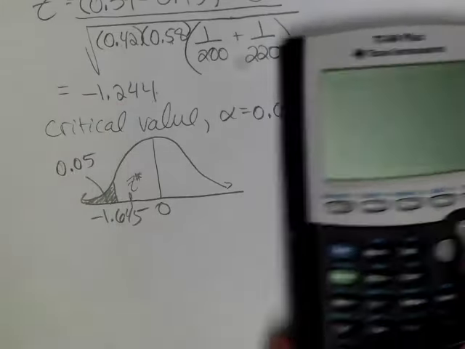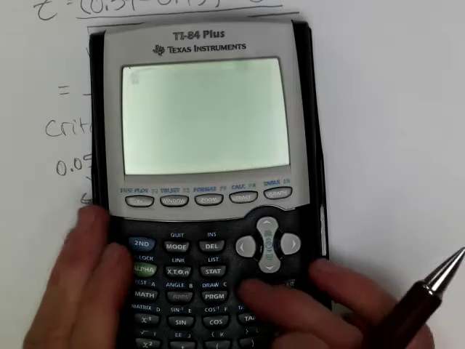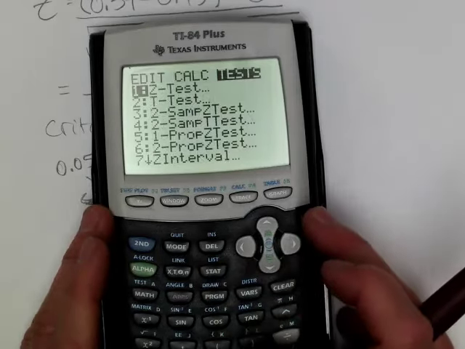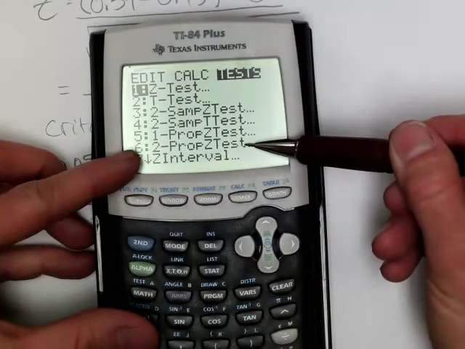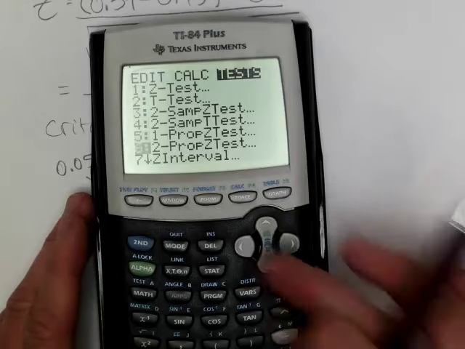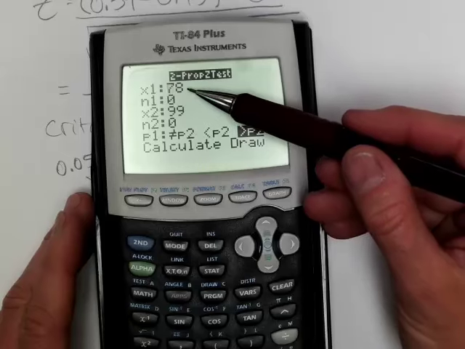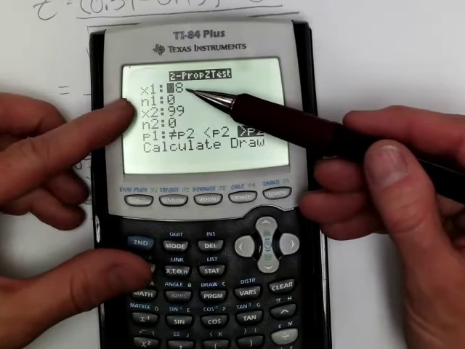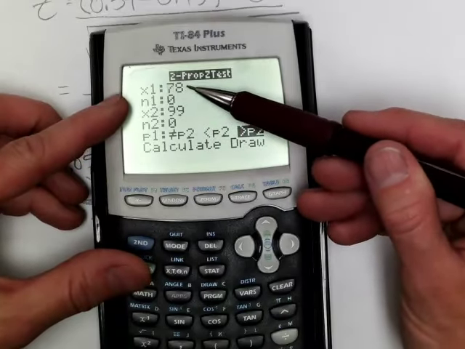from the calculator, because there is a built-in two-proportion z-test. So I'm going to press STAT, right arrow over to TESTS, and scroll down to the two-proportion z-test. Okay, so x1 is 78. I was playing with this earlier on my calculator, so it just saved that value.